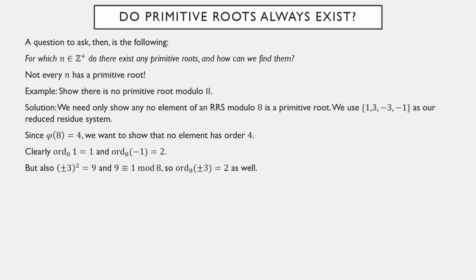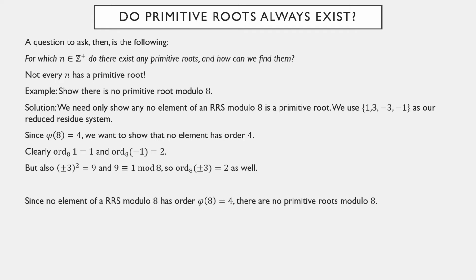But 3 or negative 3 squared would be equivalent to 1 modulo 8. So the order of either 3 or negative 3 is 2. So nothing had order 4. Therefore, there are no primitive roots modulo 8.